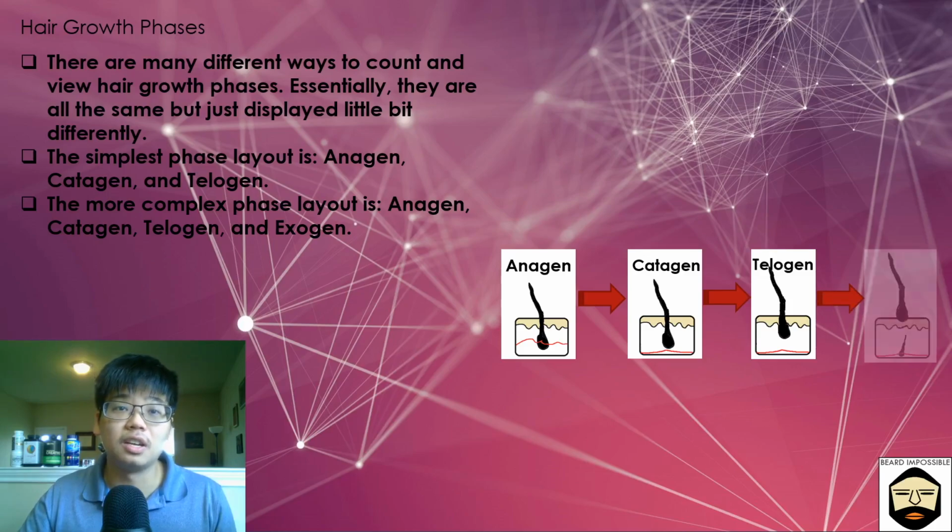The last phase is the exogen phase, which is when your hair is being pushed out. We're learning more and more about the exogen phase, and we're learning that it's not a willy-nilly phase, but your body is actually actively controlling the shedding systematically.